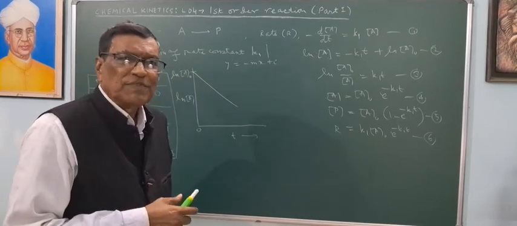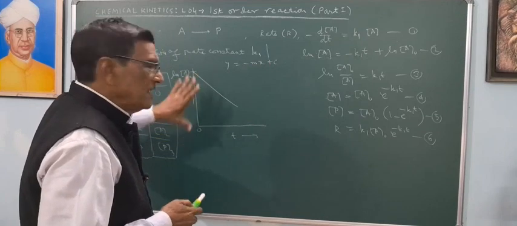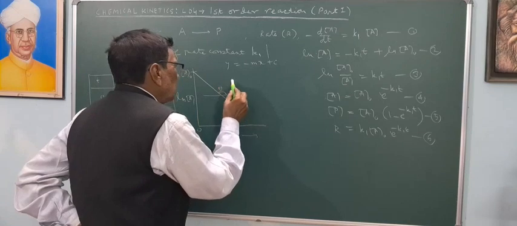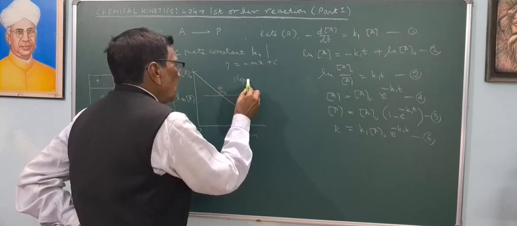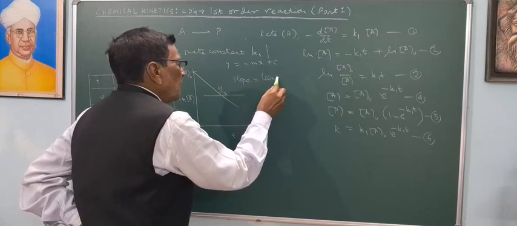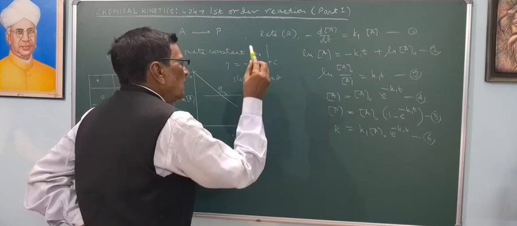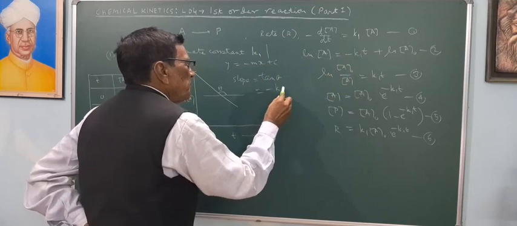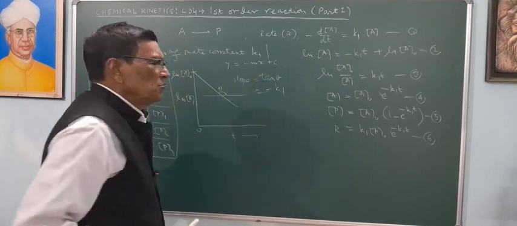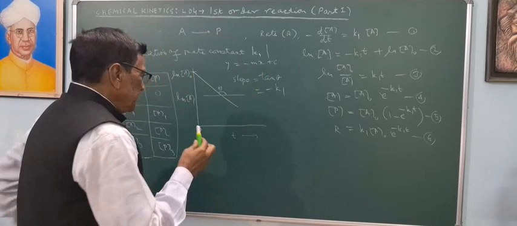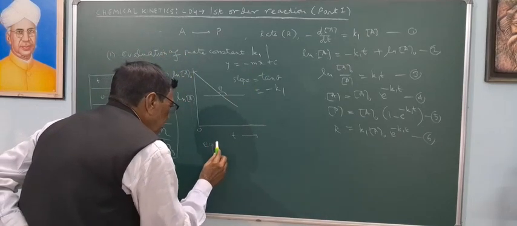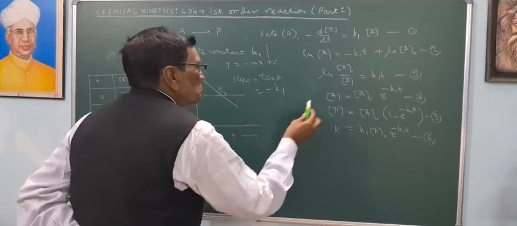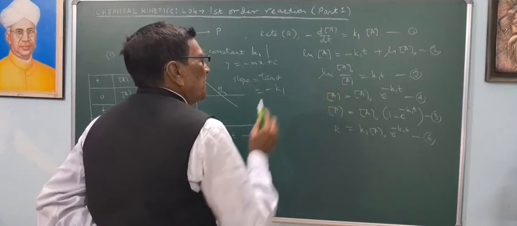negative slope having some intercept, and this angle, suppose this is theta, so slope equal to tan theta, and tan theta equal to minus k1, and from which you could calculate k1, and it is the plot of equation number 2. However, you can plot also the equation number 3.